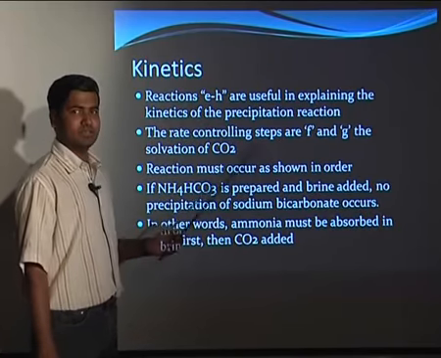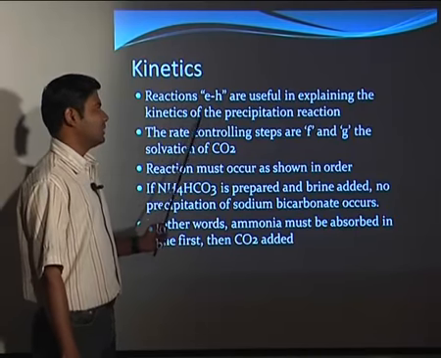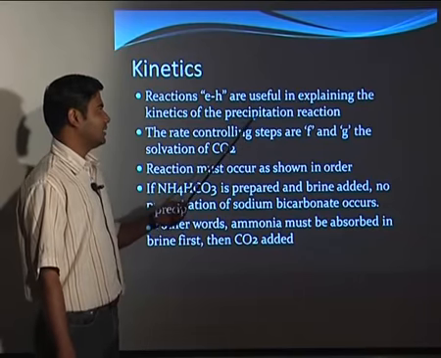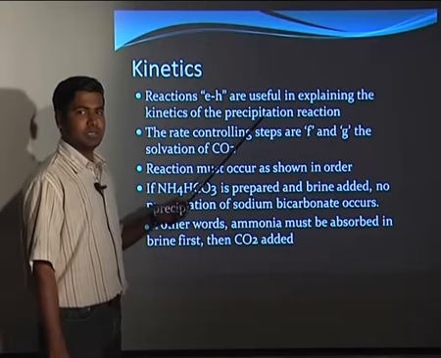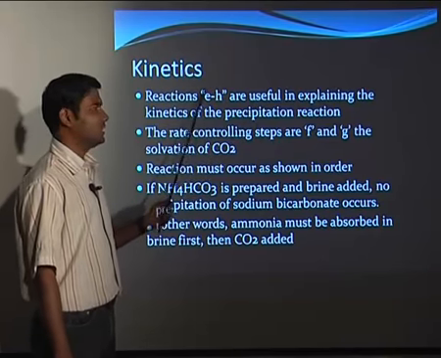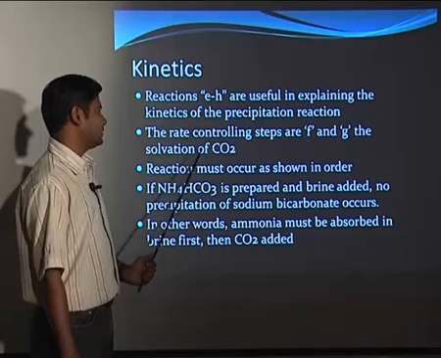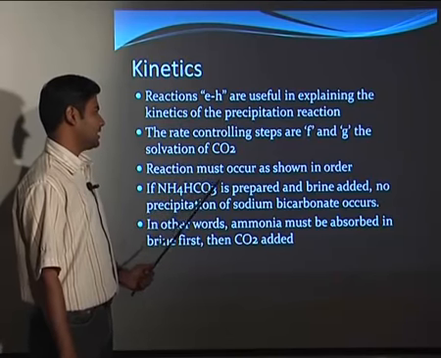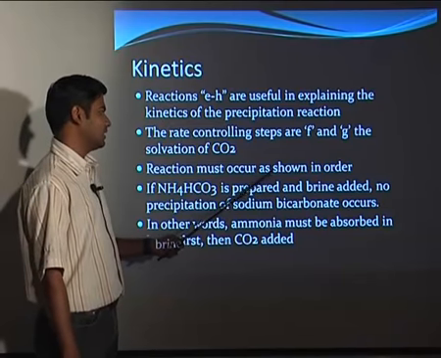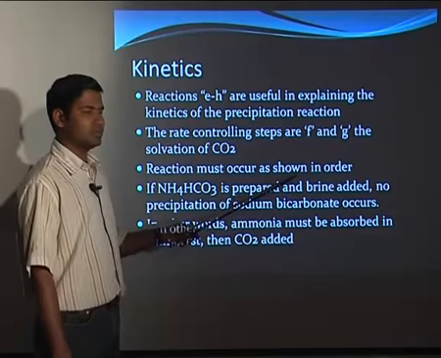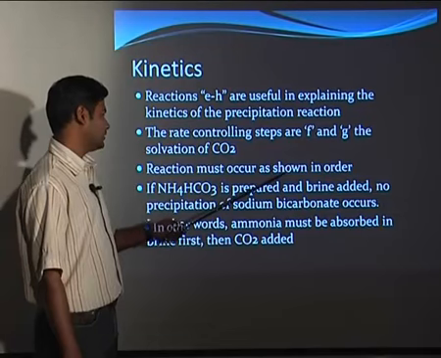If we see the kinetics of this process, the reactions E to H are useful in explaining the kinetics of the precipitation reaction. Here the sodium bicarbonate will be precipitated and that will be decomposed to give the soda ash. This reaction will give the rate determining step. Then the rate controlling steps are F and G in the solvation of carbon dioxide. The reactions must occur in the order shown. Whichever the A to I steps are there, they should occur in the same way, so that it will produce sodium bicarbonate and then we decompose it to get sodium carbonate, which is soda ash.